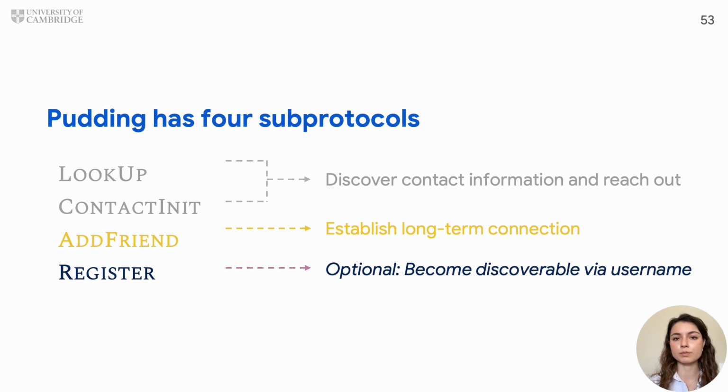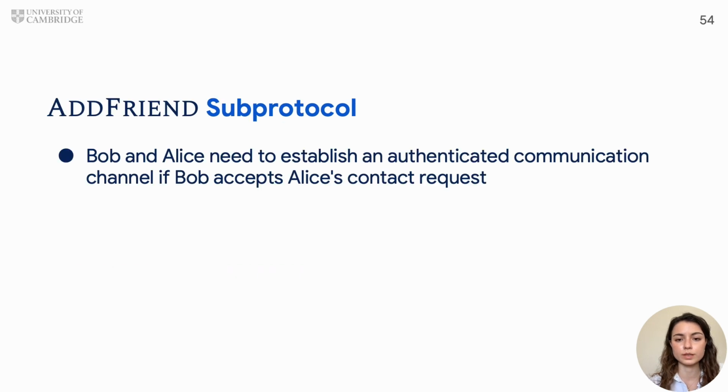Now let's look at the next subprotocol of Pudding, called addFriend, that is used for establishing long-term connections with other users. The addFriend protocol is used for Bob and Alice to be able to establish an authenticated communication channel after Alice searches for Bob and reaches out to Bob. This only happens if Bob accepts Alice's contact request and decides to respond to her.